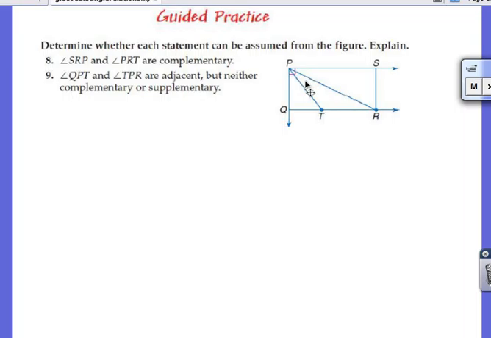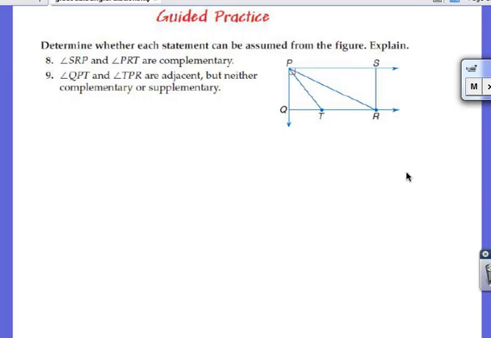Yeah, they don't quite make 90 degrees. They're missing a little bit. And they are adjacent. And they definitely don't make a straight angle, because this is really small. Actually, both these angles make an acute angle together. And since they're next to each other, they share PT as a side and P as a vertex. Yes, those are adjacent. So yes, that is adjacent.